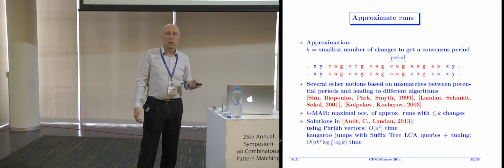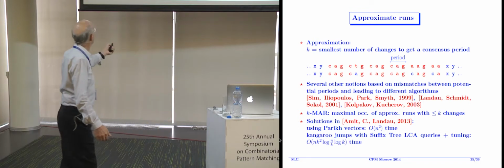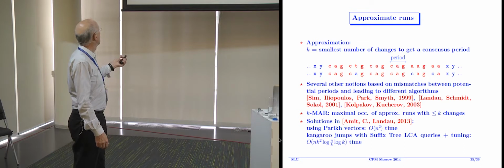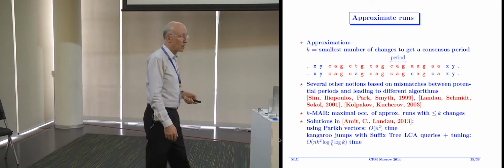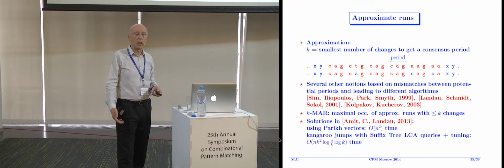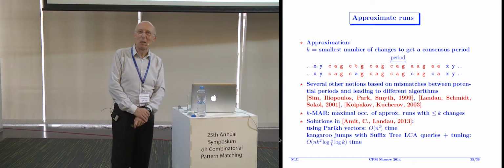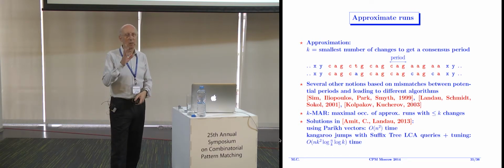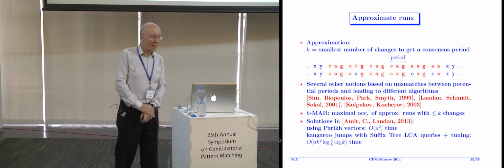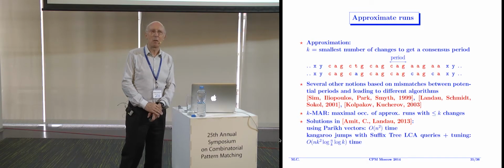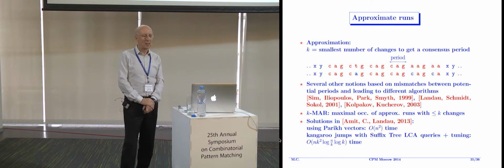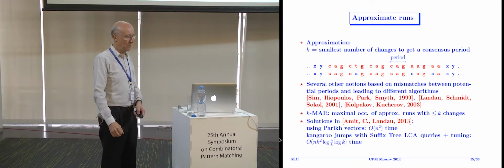And then we have an algorithm running in this time. Roughly it's n log n time for a fixed k, or for a fixed n it is k squared log k, if you look at the number of changes. It uses what is known as kangaroo jumps. I don't know if everybody knows what kangaroo jumps are, but this is a very nice technique, introduced the first time certainly in the Landau-Vishkin algorithm, if I remember well. And then we also use suffix trees with LCA, lowest common ancestor queries, and also some tuning to find the maximal occurrences. And then we get this result.